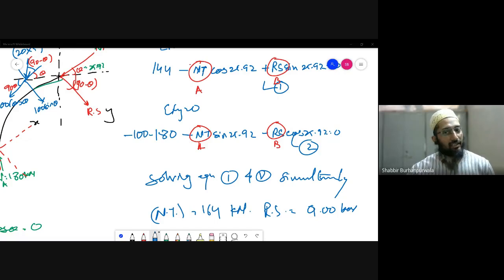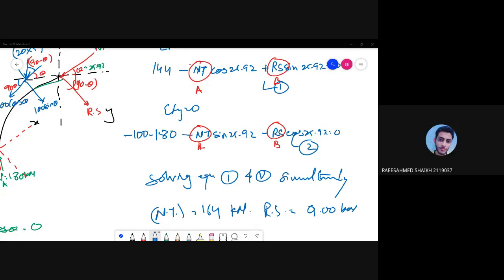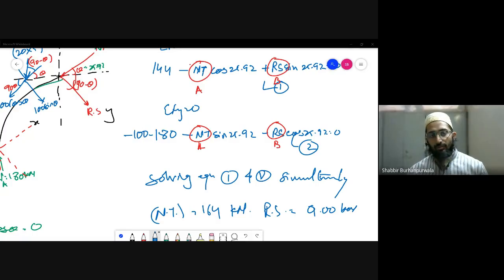Okay, is it clear to you how to calculate the value of normal thrust and radial shear? Normal thrust क्या होता है, radial shear क्या होता है? Is it understood by everyone? See, this was the first problem that we solved.